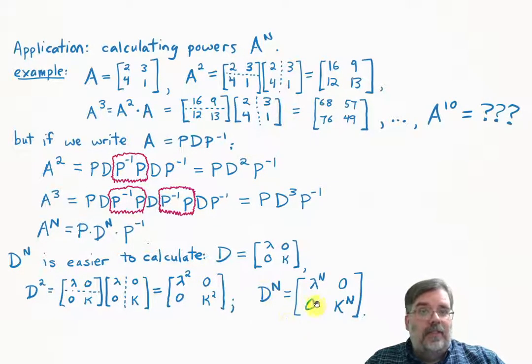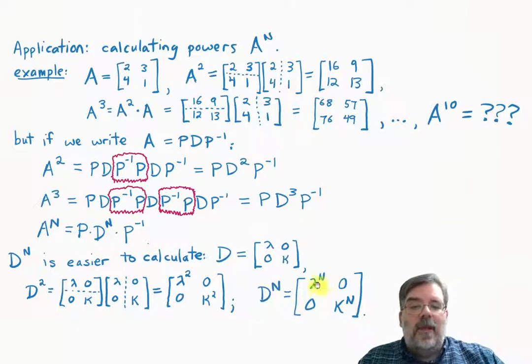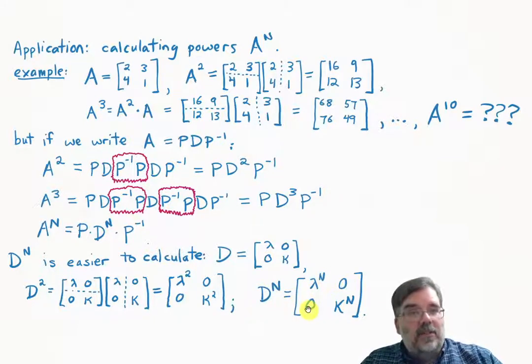D to the nth takes advantage of all those zeros, and D to the nth power is really lambda to the n, 0, 0, kappa to the n. And so this matrix, D to the nth power, you can calculate very quickly, and then you really only have these two matrix multiplications: this matrix P times this matrix D to the n times the inverse of P. So you've effectively turned n matrix multiplications, for any value of n, whether it's 10 or 100, into two matrix multiplications, and that is a good deal.